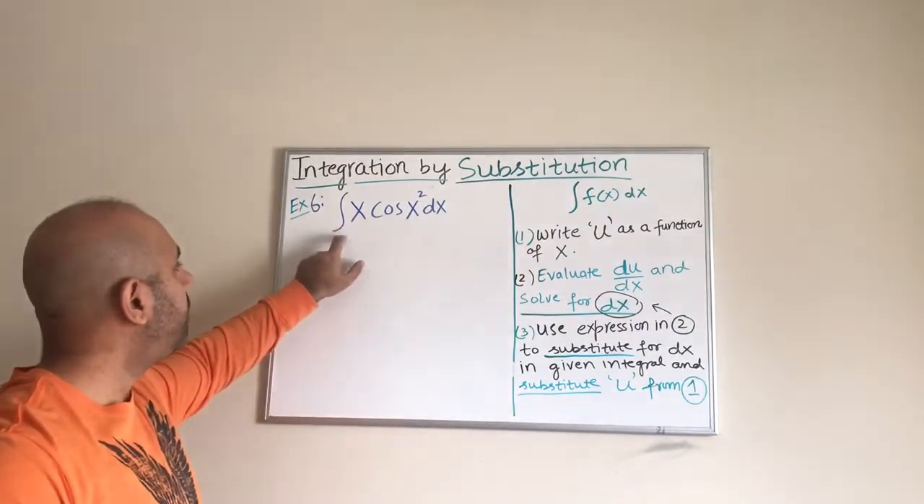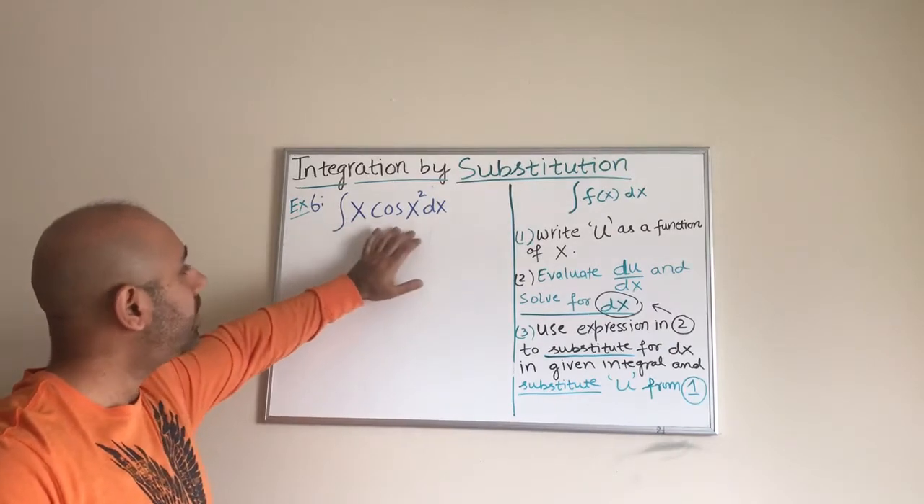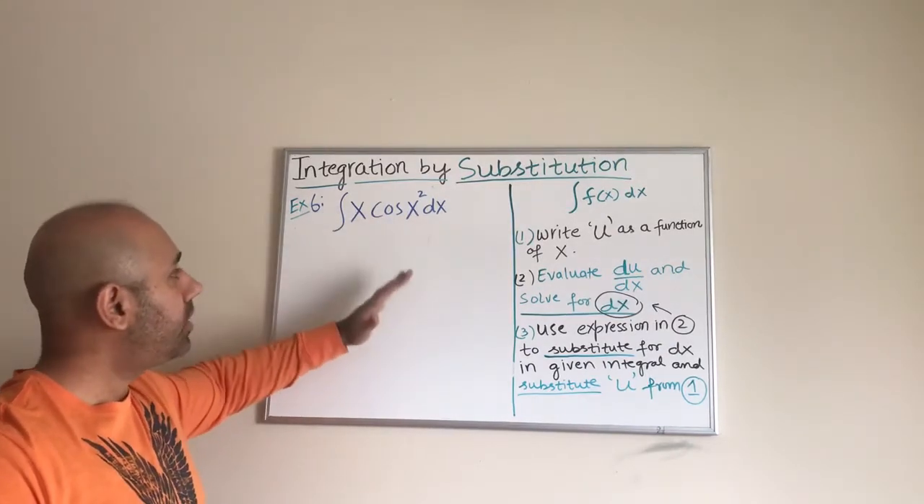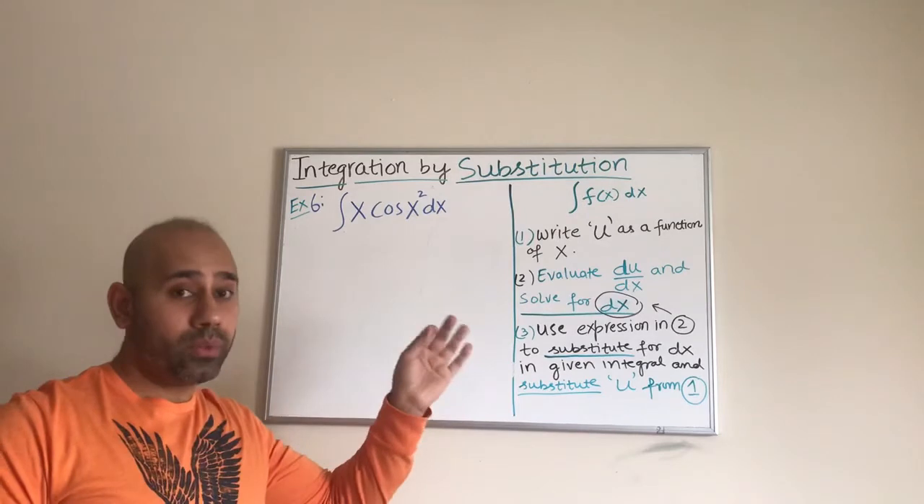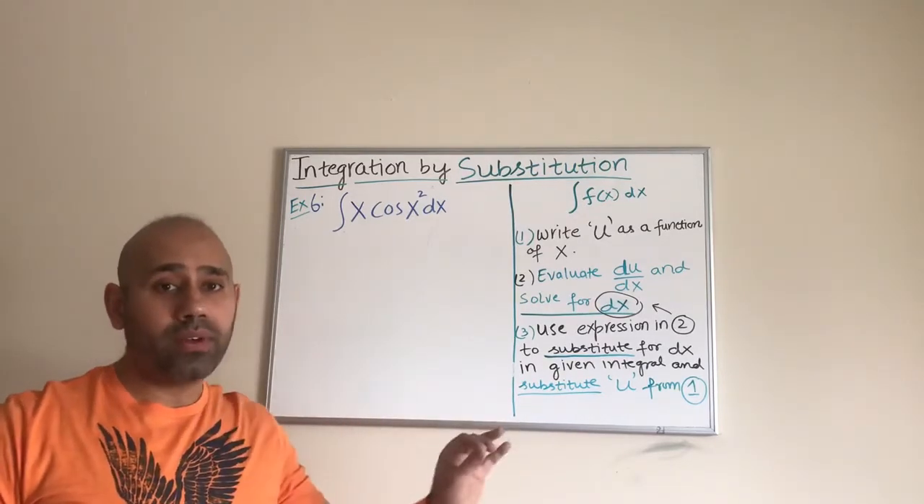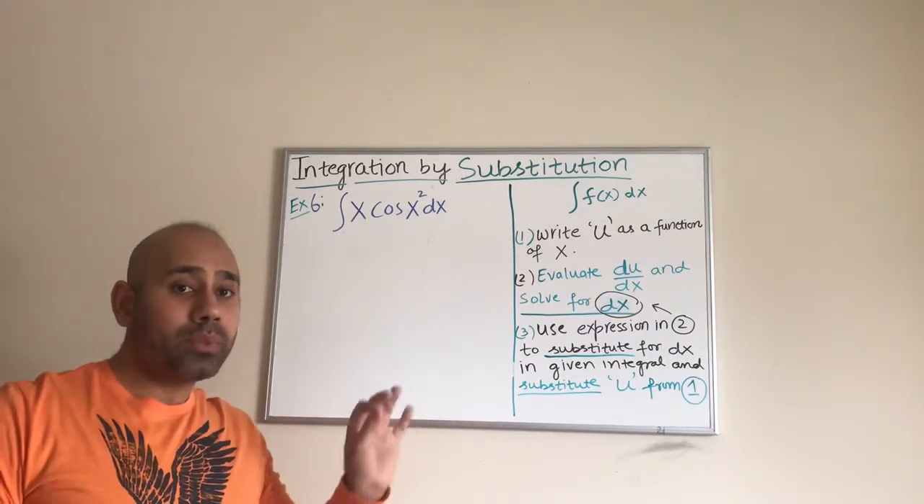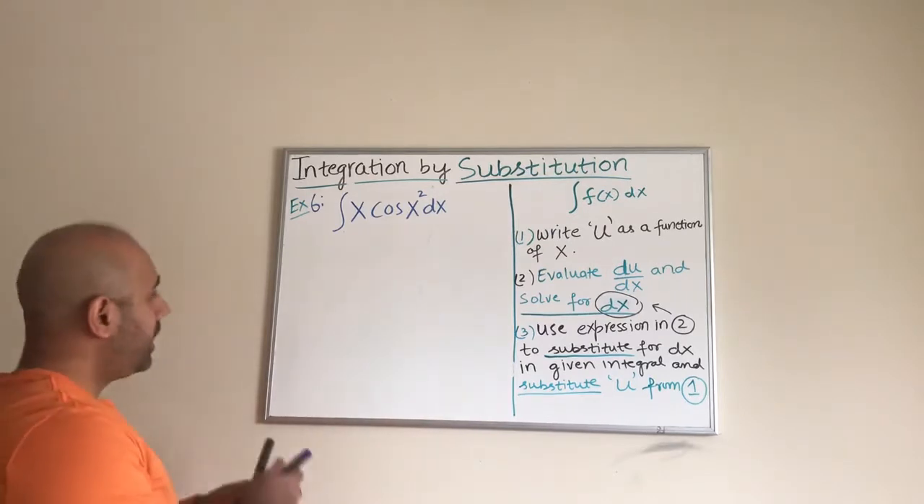Guys, here is the product of two functions. One is an algebraic function and the other one is a trig function. Again, we're going to first figure out or decide what we want to substitute. Guys, again, no hard and fast rules, but usually we want to start with something which has a power. So it would make sense here.